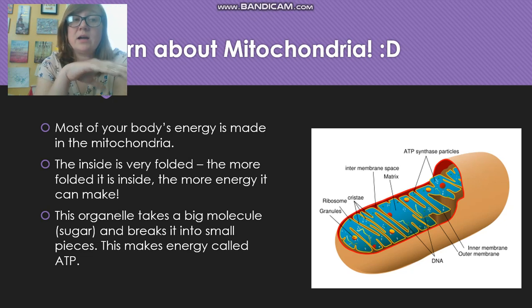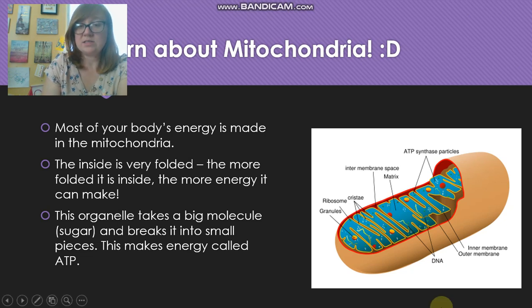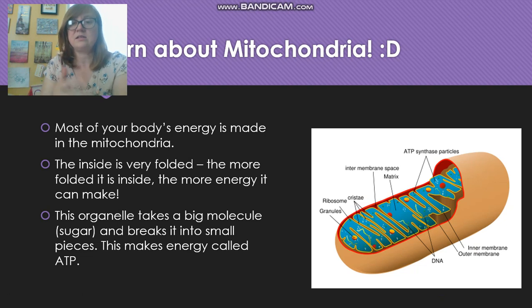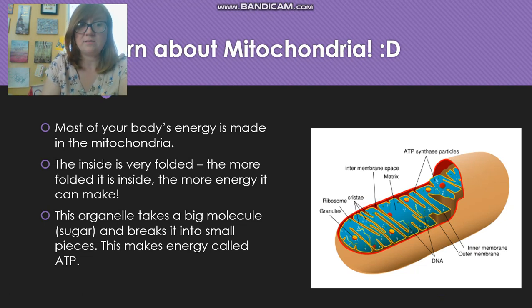So most of your body's energy is made in the mitochondria. And the inside of the mitochondria, like you can see in this picture, is very folded. It's got all these little wrinkly layers. The more folded it is, the more energy it can make, because energy gets made in these little areas. The most energy gets made right on the little line, the fold. So the more folds, the more energy.